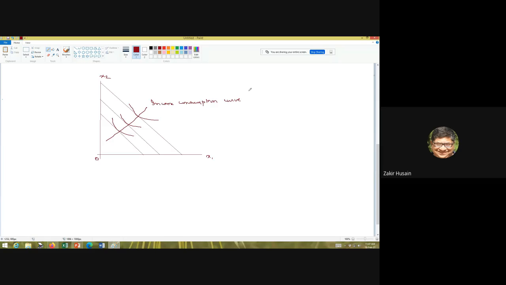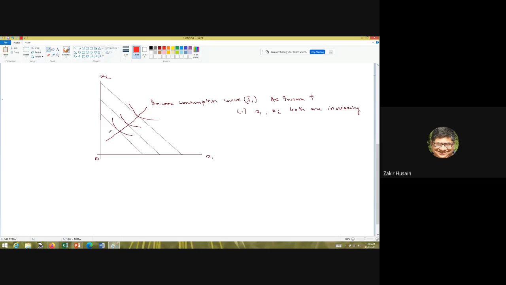So in this case, let us call this I1. What is happening to both X1 and X2? Or what is happening to the consumption levels? Are the consumption levels of both increasing? Yes, sir. So what we are seeing is as income is increasing, X1, X2 are both increasing.